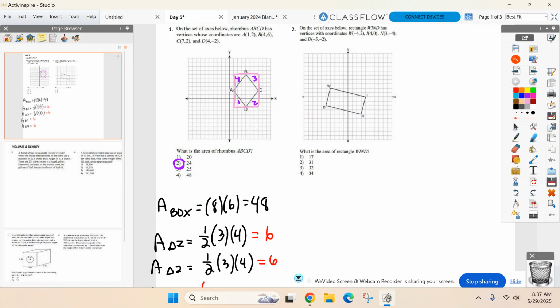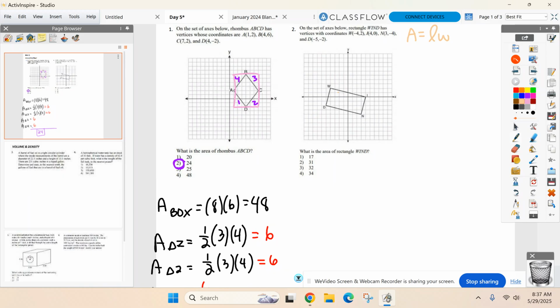All right. I'm not going to spend too much time on here. I just wanted to do number 2 with you. Notice number 2 is a rectangle. So you do have a formula for a rectangle, right? Length times width. So if you did not want to do box option, the other option is to find the length and the width using distance and then plug it in.